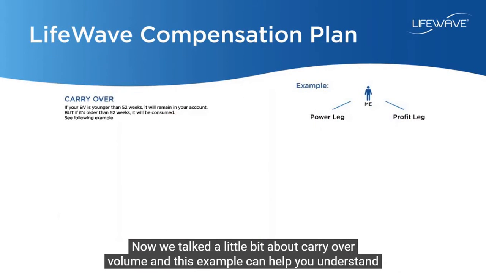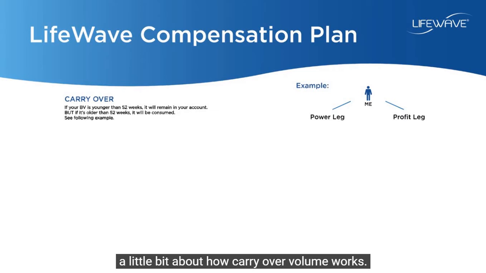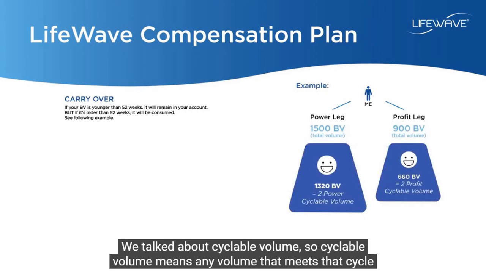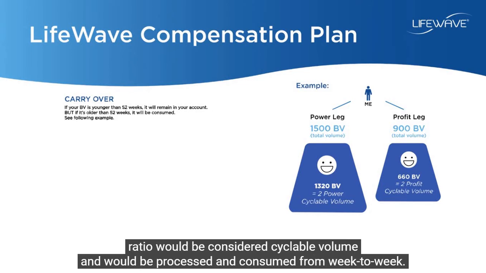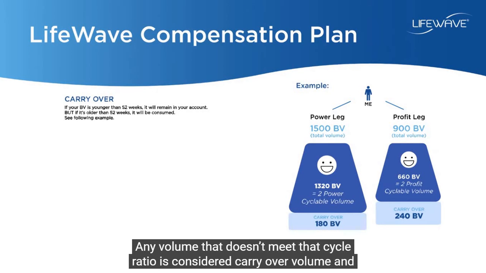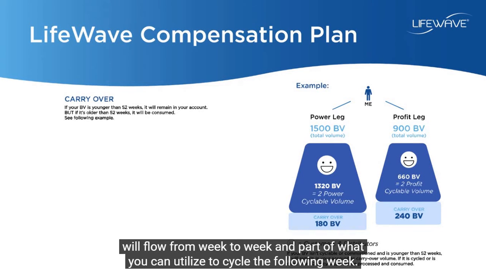Now, we talked a little bit about carryover volume, and this example can help you to understand how carryover volume works. We talked about cyclable volume, right? So cyclable volume means any volume that meets that cycle ratio, and it could be 1 cycle, 2 cycles, 50 cycles. However many cycles that meet that ratio would be considered cyclable volume and will be processed and consumed from week to week. Any volume that doesn't meet that cycle ratio is considered carryover volume and will flow from week to week and be part of what you can utilize to cycle the following week.